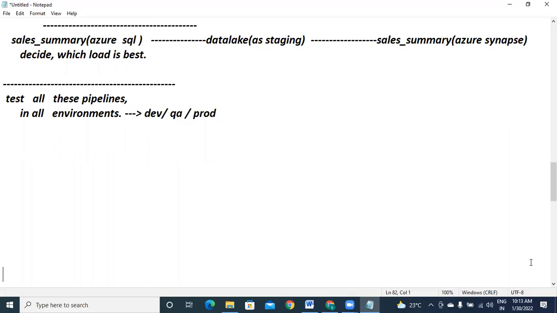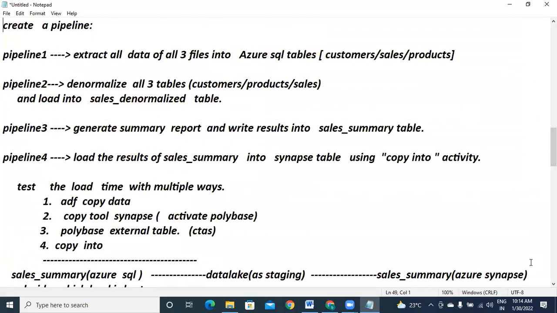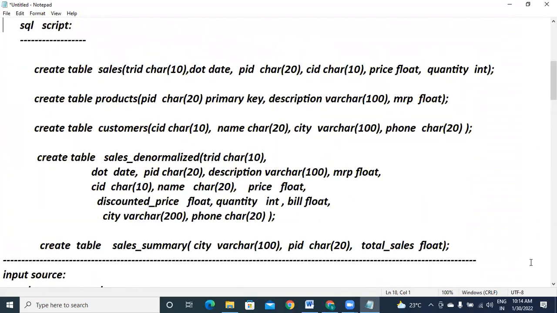But the only thing is, one linked service for Azure SQL, one linked service for data lake. The single linked service for data lake should be feasible for all 3 environments. Got it. So this is your task. I will save this task and I will text you.